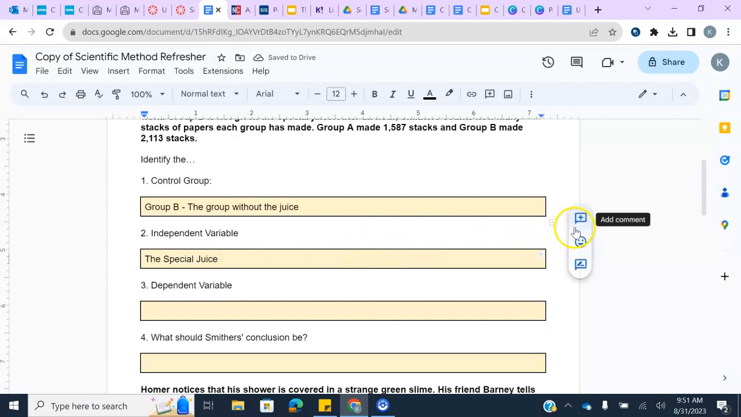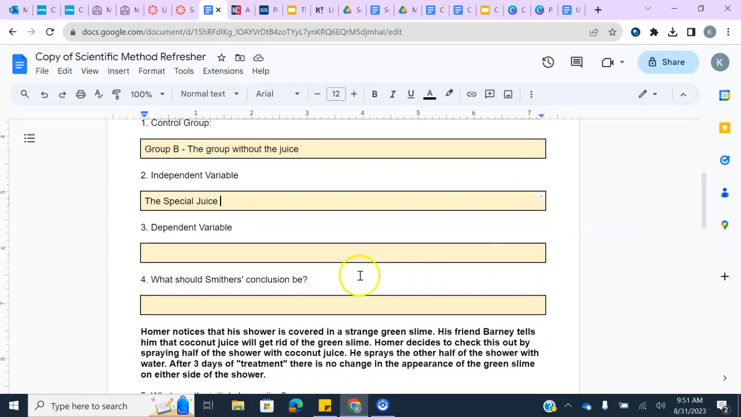So the special juice will be our independent variable. That's the thing we're changing. It's the experimental variable that we're applying to the situation.